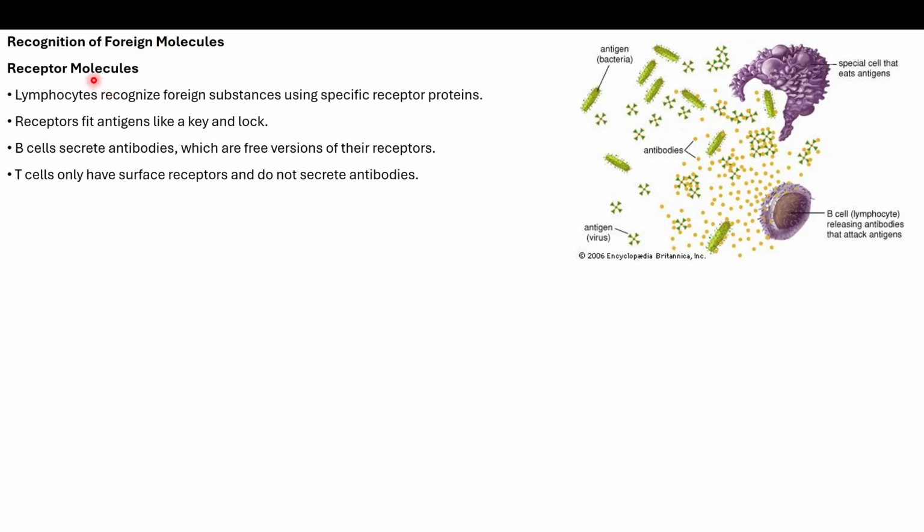So there are receptor molecules. Lymphocytes recognize foreign substances because they have certain specific receptor proteins, and receptors fit antigens like a key and a lock. B cells secrete antibodies, which are free versions of their receptors, and T cells only have surface receptors and they do not secrete antibodies.